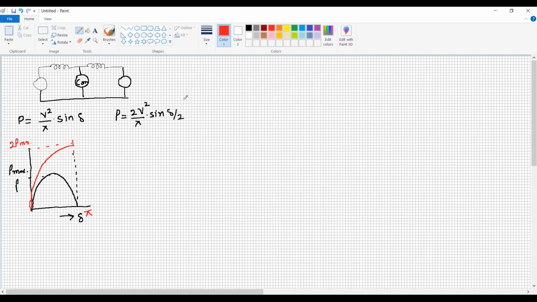Now, in today's lecture, our objective is to understand end of line support with and without compensation. The second point is what the causes of voltage instability are and how it can be prevented.